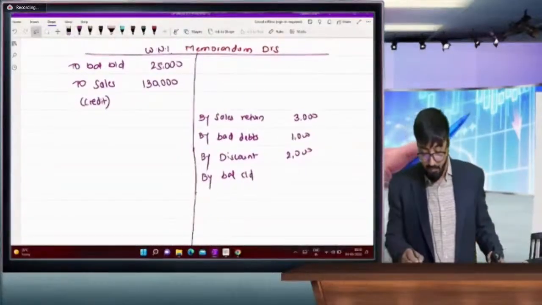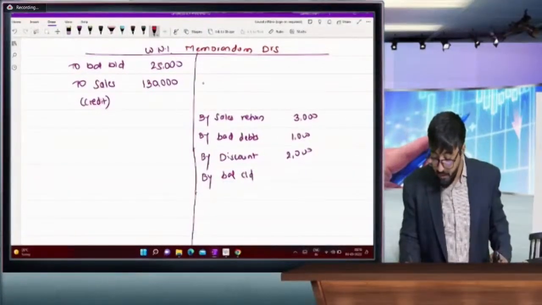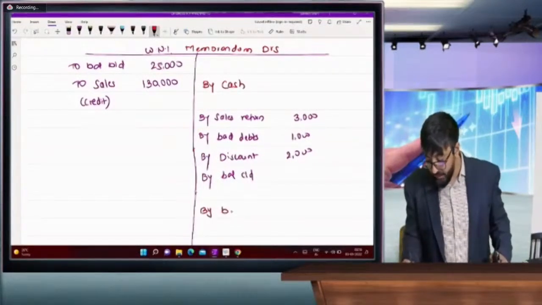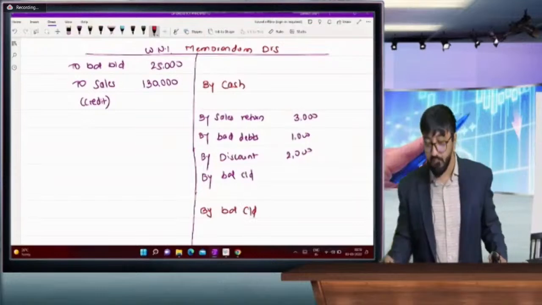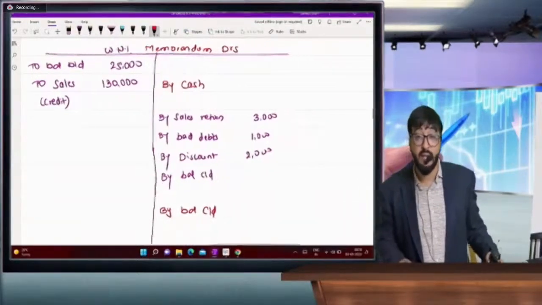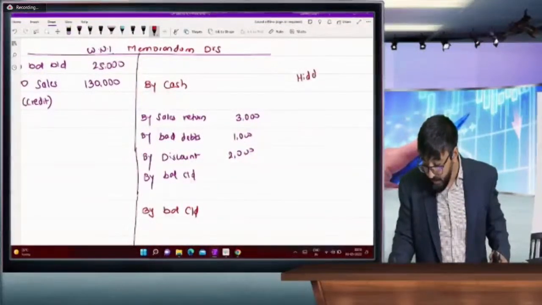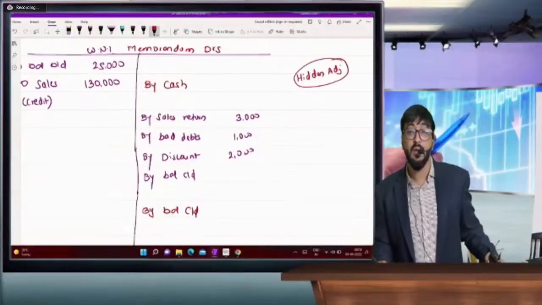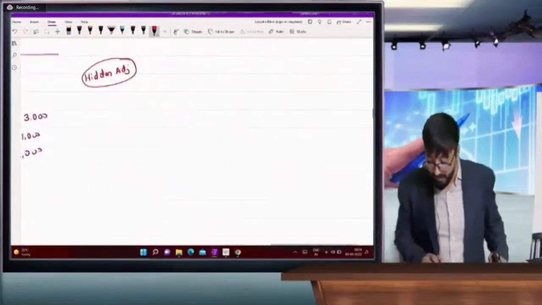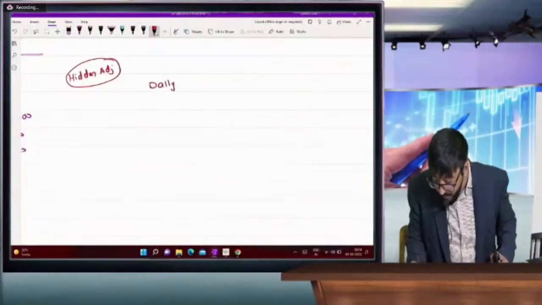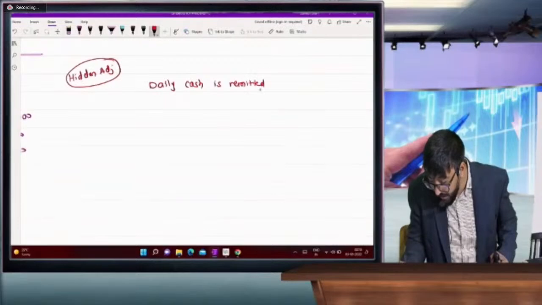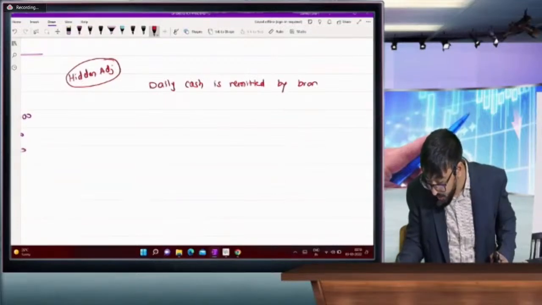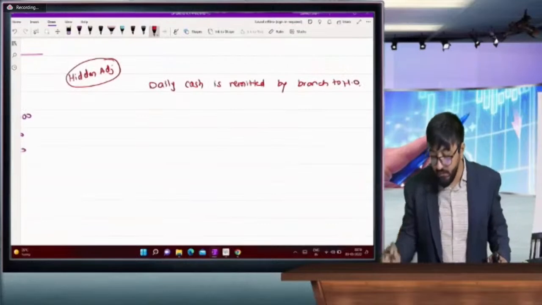See beta, now very important. Now there are two missing figures, by cash and then by balance carried down. See, now there is a hint. This is a hidden adjustment. There is a hint: daily cash is remitted. What is the hint, beta? Daily cash is remitted by branch to head office. It is given in the question.